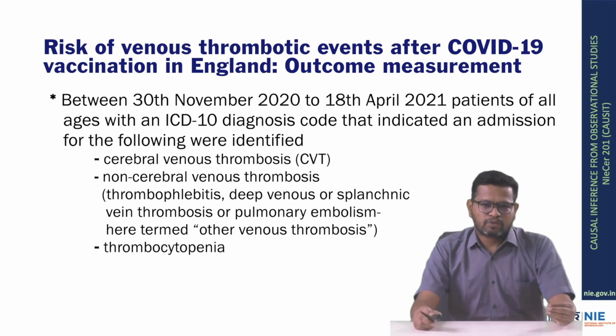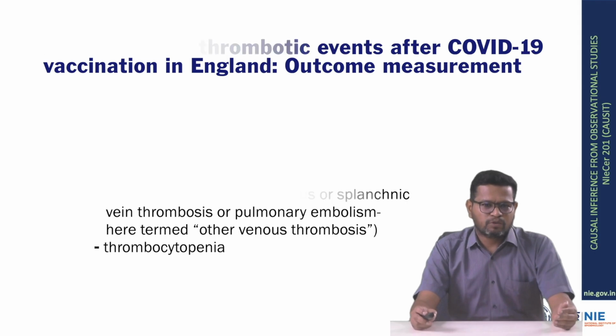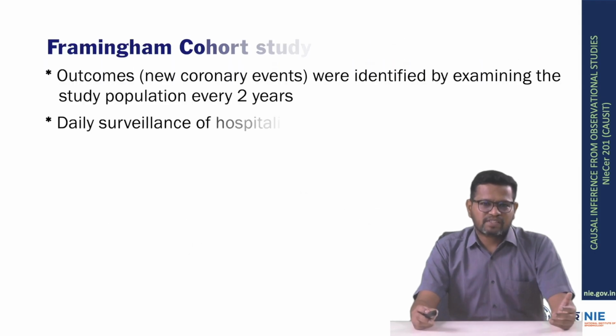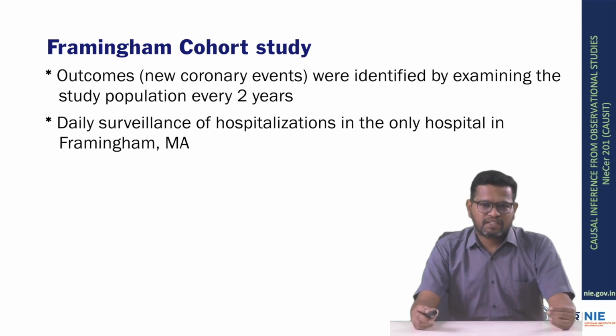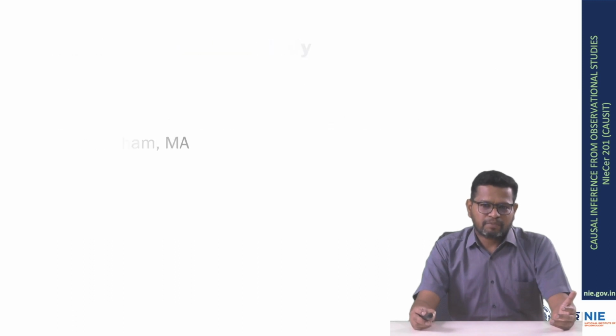Between 30th November 2020 and 18th April 2021, patients of all ages with an ICD-10 diagnosis code that indicated an admission for cerebral venous thrombosis, non-cerebral venous thrombosis, or thrombocytopenia were identified as those with the outcome of interest in this study. The next study, the very famous Framingham Heart Study, identified new coronary events by examining the study population every 2 years. In addition, the study also conducted daily surveillance of hospitalization in the only hospital in Framingham town.